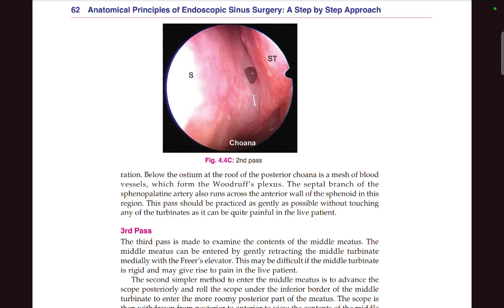This pass should be practiced as gently as possible without touching any of the turbinates, as it can be quite painful in the live patient. We can see the superior turbinate and the septum and the choana.